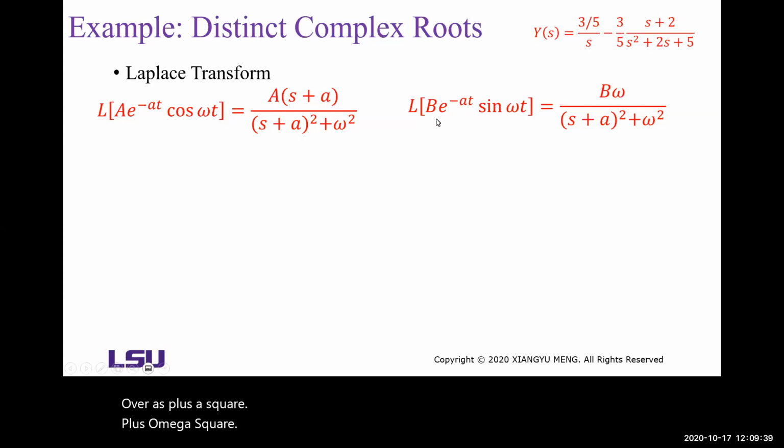The second formula is the Laplace transform of the constant B times exponential minus a times t times sine omega t, which is B times omega over (s plus a) squared plus omega squared.